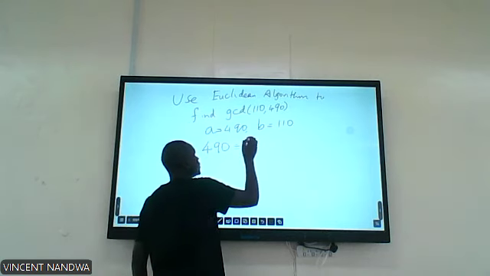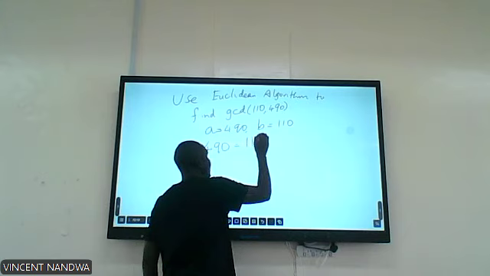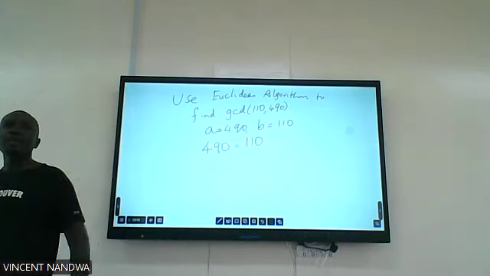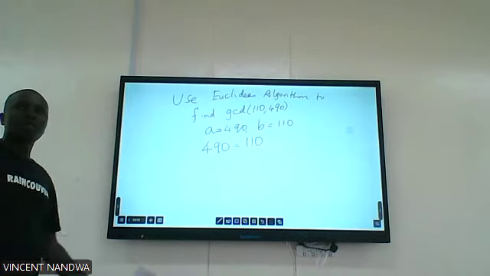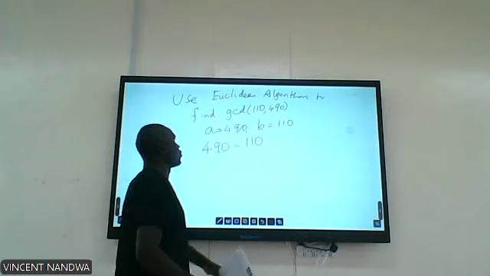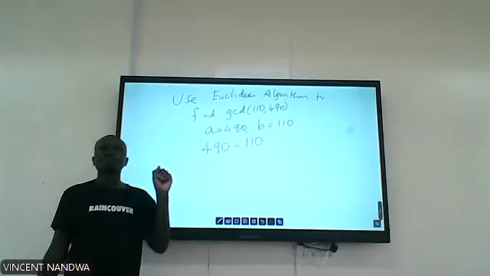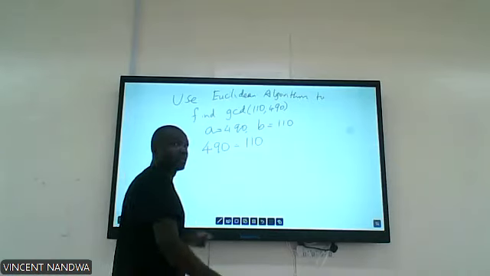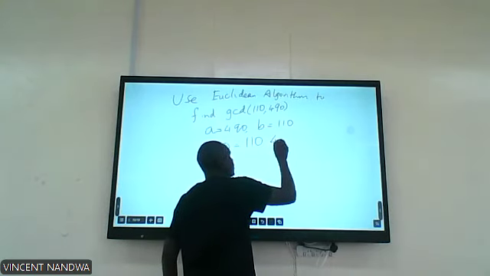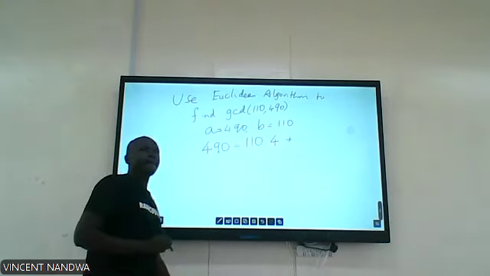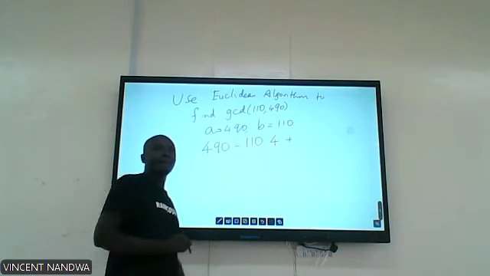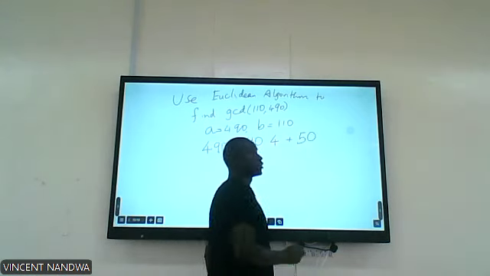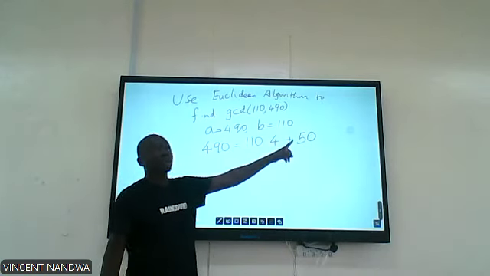Good. So we write 490 equals 110 times... the closest multiple of 110 to 490 is 440, so 110 times 4. The remainder is 50. This agrees with the division algorithm, because we say that the remainder must always be strictly less than B.